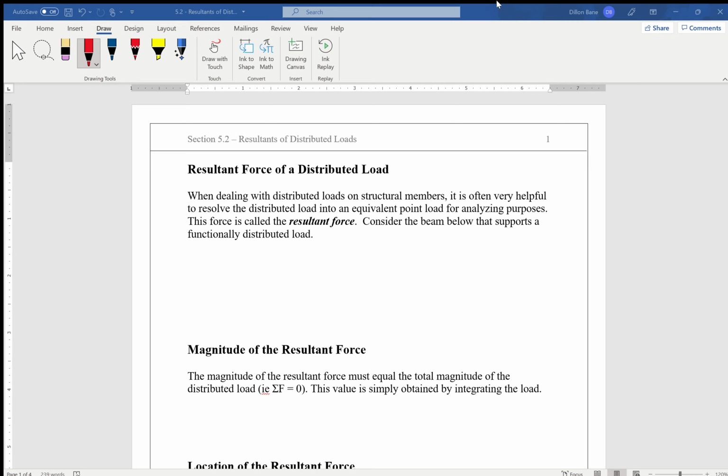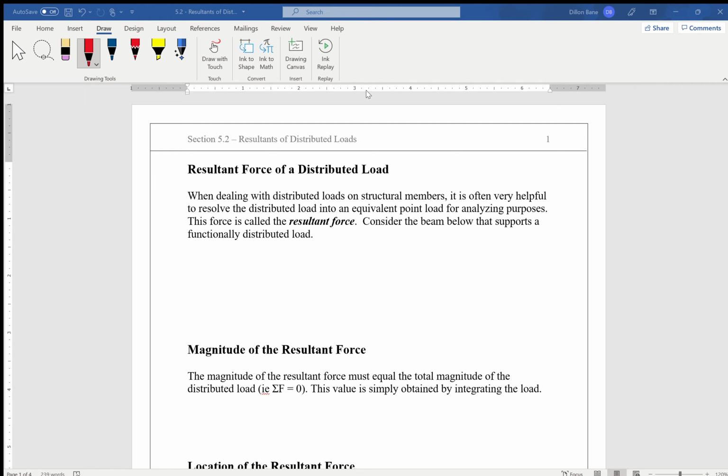Alright guys, so let's get started with today's video where we are going to finish up our section 5.2 that we started last week. So section 5.2 we said was going to be the resultants of a distributed load.